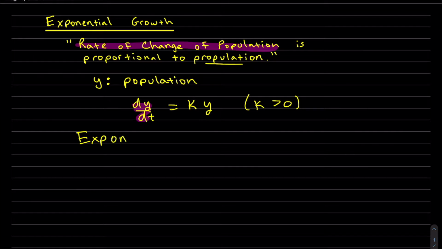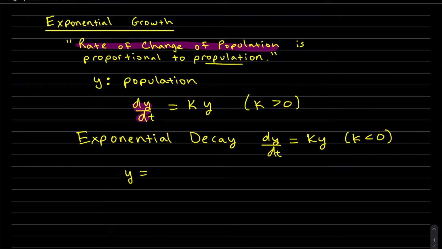Like I mentioned, with exponential decay, when k is negative, it gets smaller, and so it's decaying. We'll learn how to solve these two equations later in the next chapter, but for now, I can tell you that their solution is going to look like this.